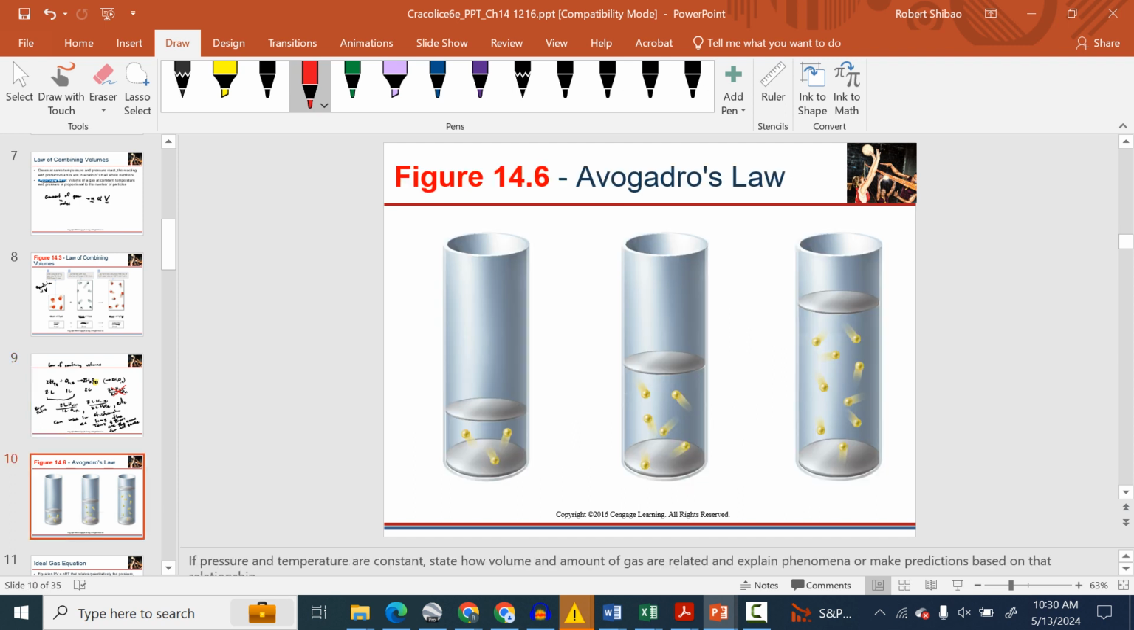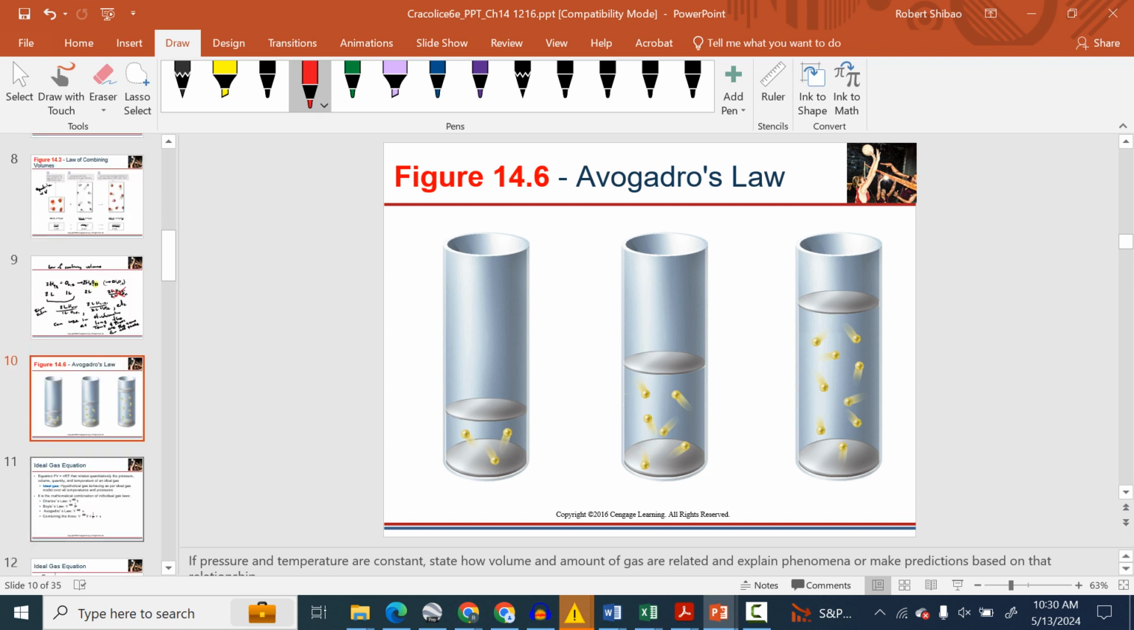So this is it. 3 particles take up this volume. 6 particles, double the volume. 9 particles, triple the volume. In other words, if 1 mole takes up this volume, 2 moles would double, 3 moles would triple. We don't usually talk in individual particles because it's too much. So that's Avogadro's law.